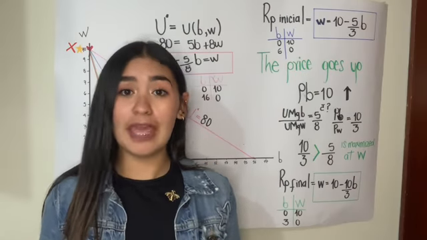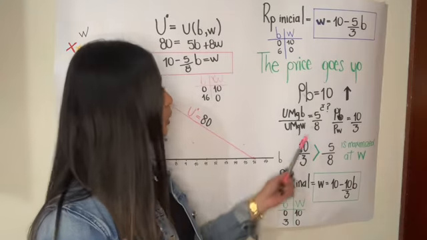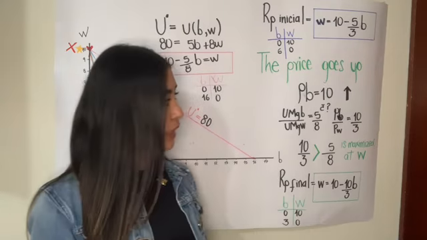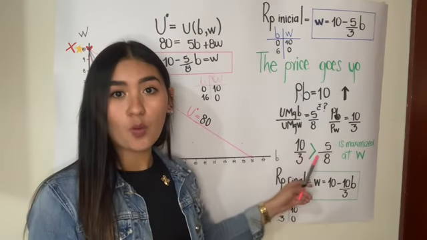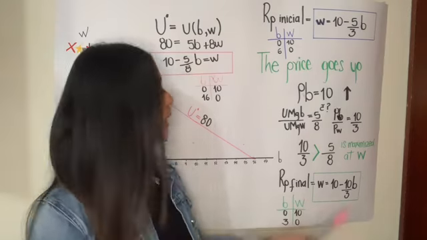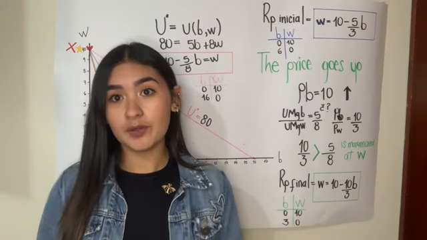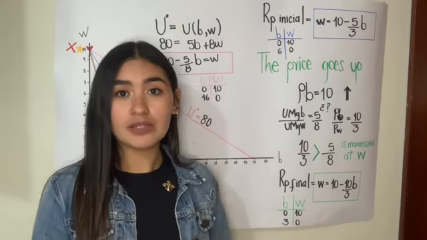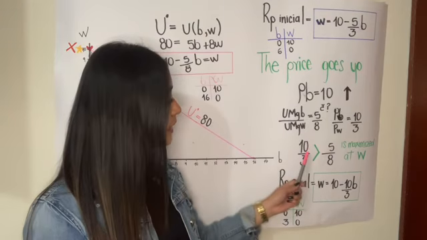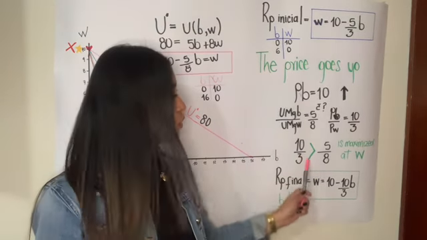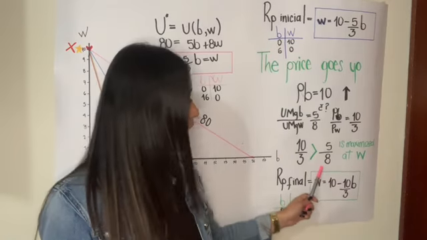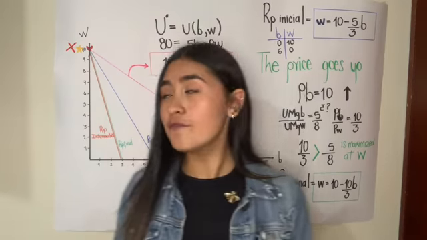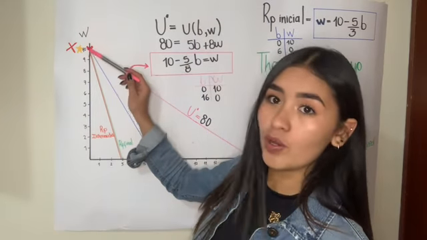In the second moment of the exercise, the price of B goes up to $10. We have to do the same as in the first moment. Compare the marginal utility ratio with the new price of black chocolate divided by the price of white chocolate gummies. The result of this, 10 divided by 3, is greater than 5 divided by 8. So we maximize at W. On the graph, this point is (0, 10) here.